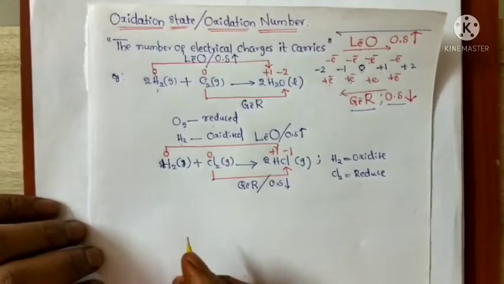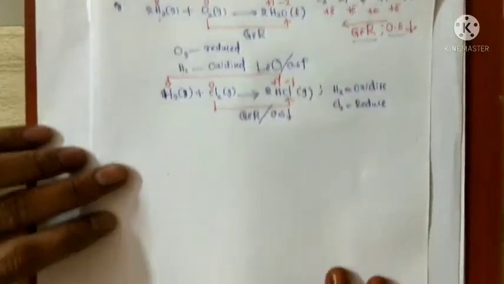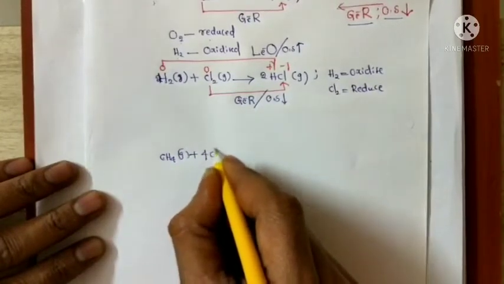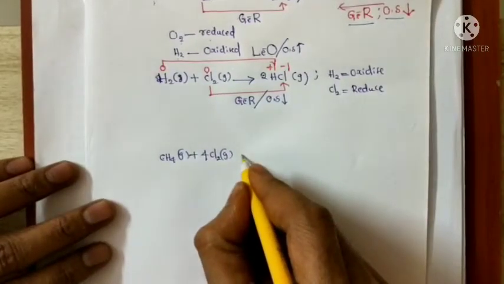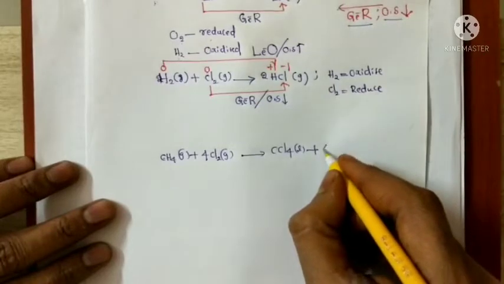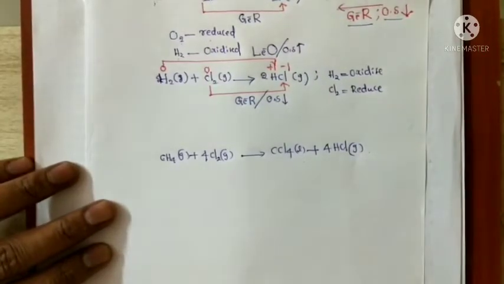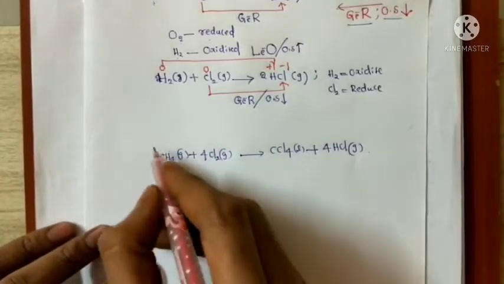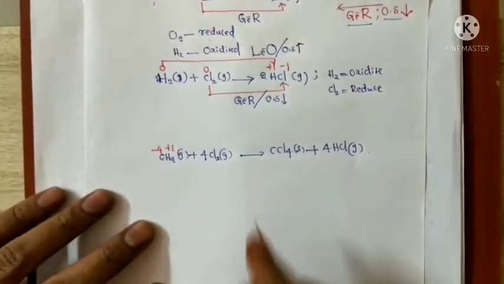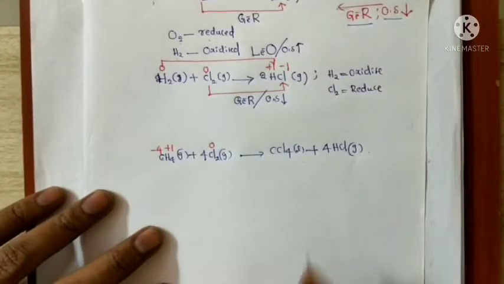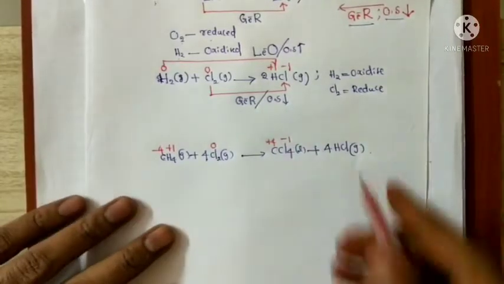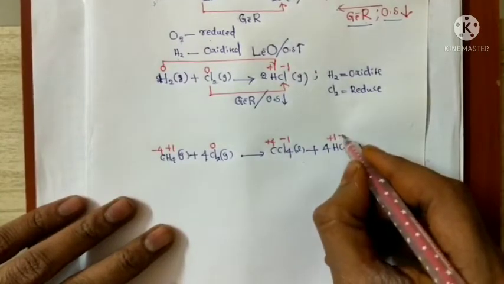Next, another example. If methane gas is reacted with 4 moles of chlorine to form carbon tetrachloride liquid plus 4 moles of HCl gas. Now you will identify the oxidation states. Carbon oxidation state is -4 because the oxidation state of hydrogen is +1. Now Cl2 in the free state has 0 oxidation state. Here carbon has +4 oxidation state and chlorine is -1. Next, hydrogen is always +1 oxidation state and chlorine is -1 oxidation state.